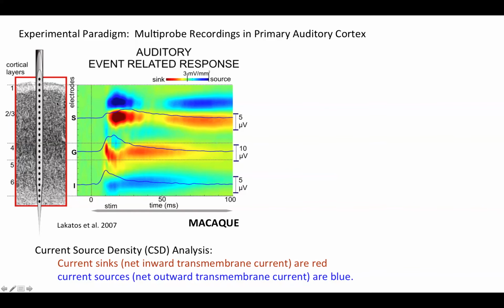And they do something called current source density analysis. You don't really have to understand the math of the computation behind that. You just need to understand that current source density analysis will give you a picture of the spatial temporal patterns of activity in the brain. So left to right here on the x-axis is time. And on the y-axis here is cortical depth.